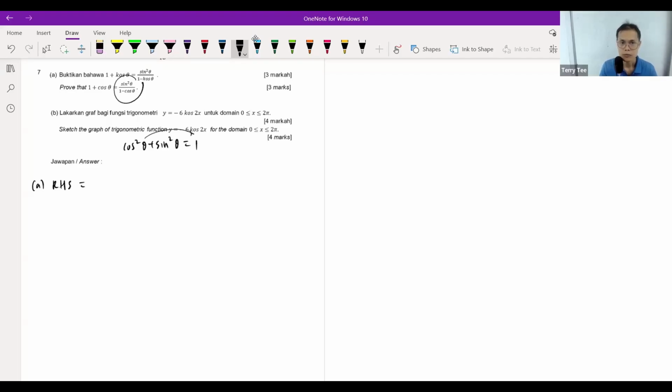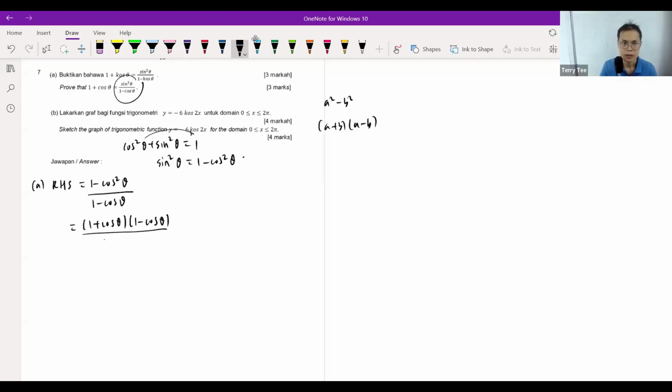So if I bring this over, your sine square is actually 1 minus cos square. So I'm going to use this result and substitute inside. This is 1 minus cos square divided by 1 minus cos theta. Your 1 minus cos square is in the form of a square minus b square. When you factorize, it's going to give us a plus b, a minus b. That is 1 plus cos followed by 1 minus cos divided by another 1 minus cos.